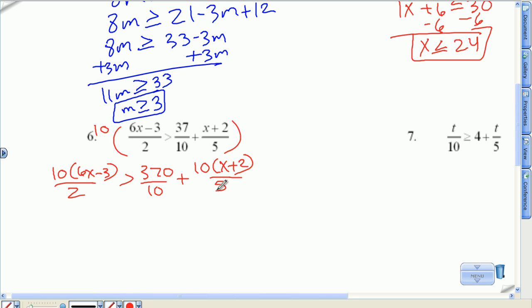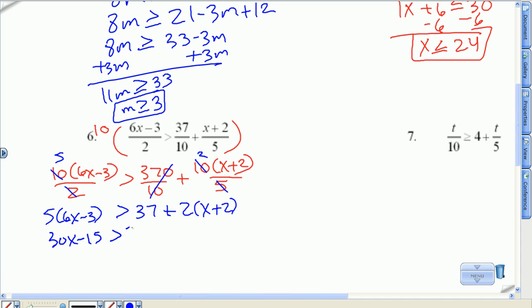Now I can reduce. 2 goes into 10 5 times. So this is 5 times 6x minus 3. Of course, 10 goes into 370 37 times. And 5 goes into 10 2 times. We distribute. 30x minus 15 is greater than 37, plus 2x plus 2 is 2x plus 4. We need to distribute 2 times the quantity x plus 2. We distribute, and we have a lot of commotion here now. 3 terms on the right side of the equal sign. Let's combine like terms. 37 and 4 is going to be 41.